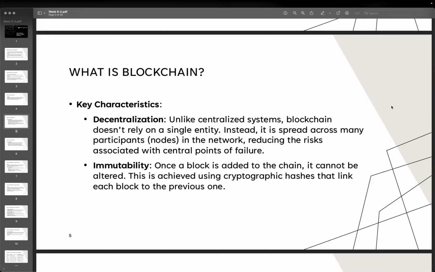And immutability. Let's say we add one block to this chain, it cannot be altered. We achieve this by using a cryptographic hash, different types of cryptography. We link each block to the previous one, so then we can add one new block to the chain.